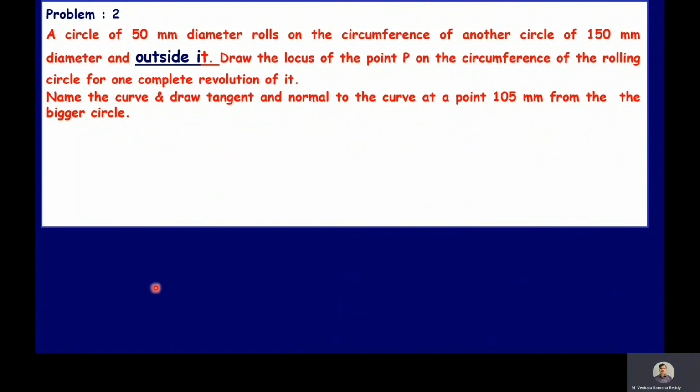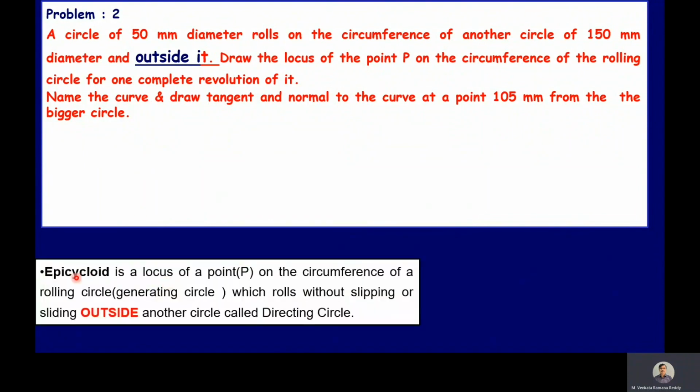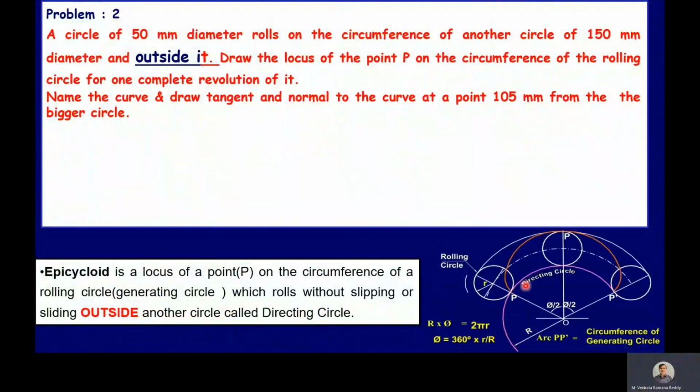In this connection, we'll recollect the meaning of epicycloid. Epicycloid is a locus of a point P on the circumference of a rolling circle which rolls without slipping or sliding outside of another circle called the directing circle. Here, this is the directing circle. This rolling circle rolls on the directing circle outside of it. Then we trace out the movement of the point P on the circumference of the rolling circle. Then the shape obtained is called epicycloid. Here the keyword is that the rolling circle rolls outside of the directing circle.